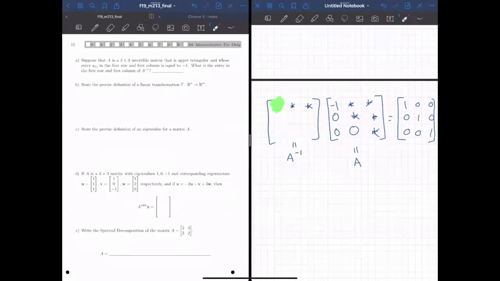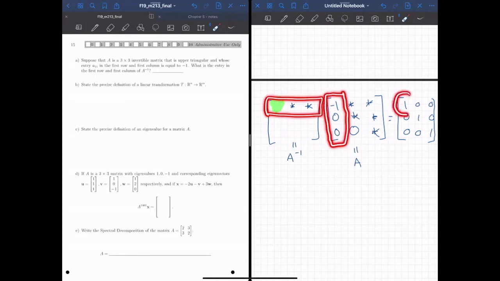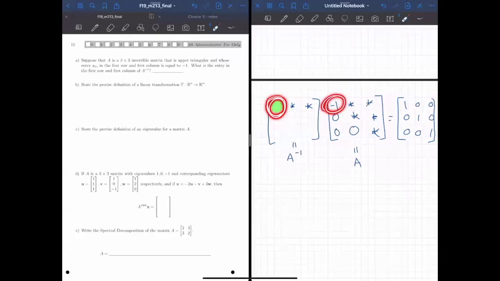If I want to know what goes in this spot here, the way I do matrix multiplication is I take this row and do the dot product with this column, and that gives me the entry that goes right there. Because I have zeros in the second and third spot of that vector, I don't care what goes on here. It could be anything. But I do know that the number here, when I multiply it by -1, I want to get +1 back. So I think the number there should be -1.